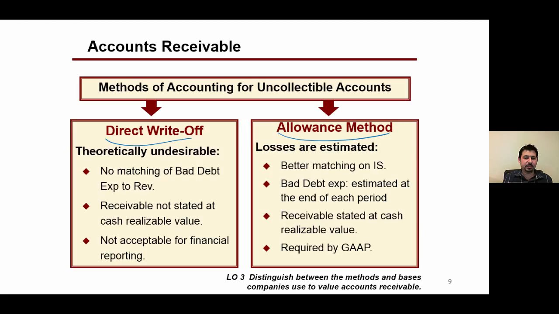And this is the method that is required to be used by GAAP, except if the amount was really insignificant and immaterial. If the amount is material, companies are required to use the allowance method under US GAAP.